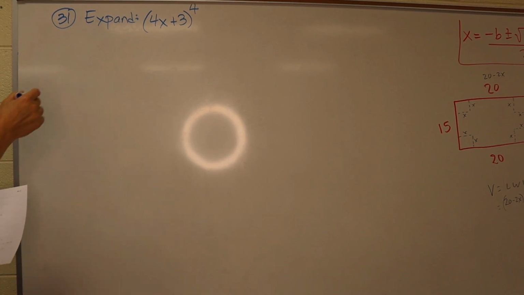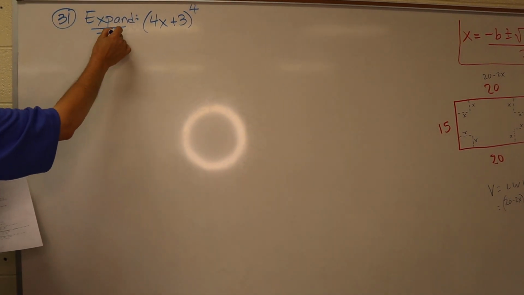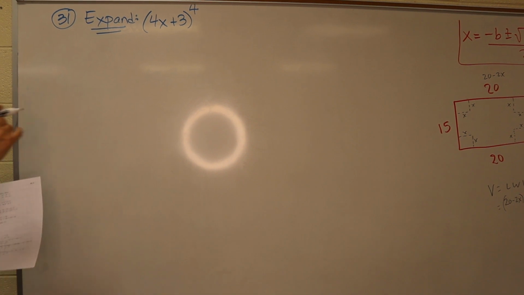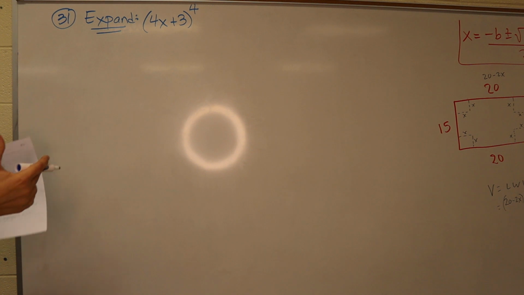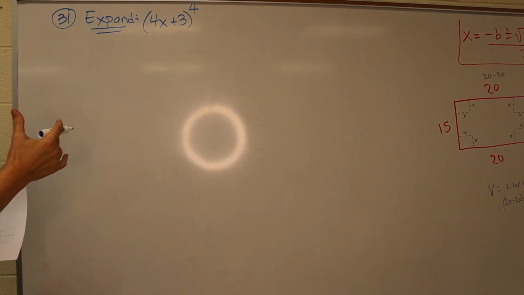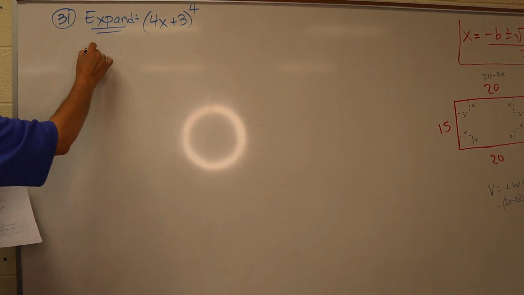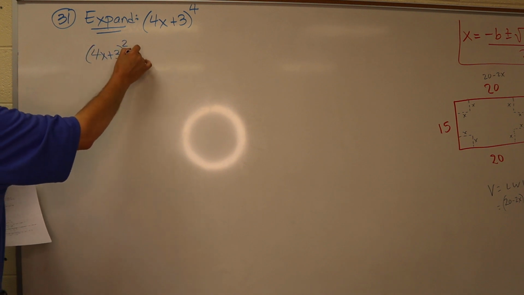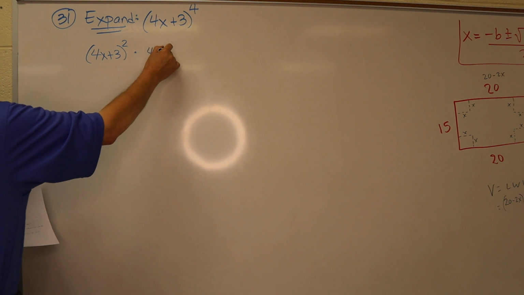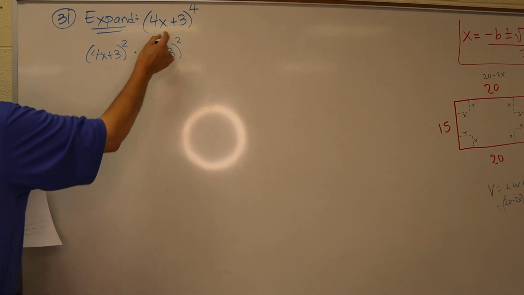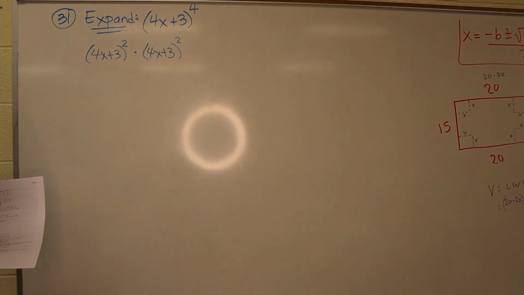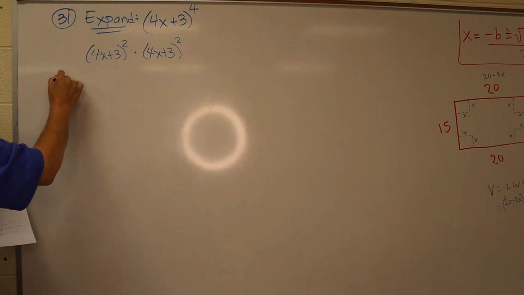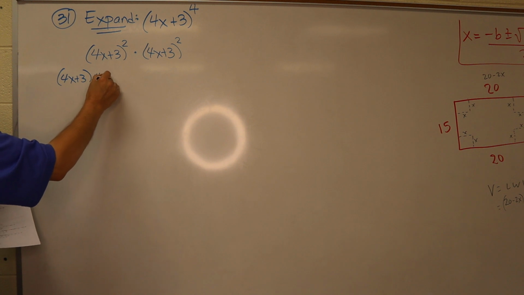Okay, this is another one of our review problems where we're asked to expand a binomial, 4x plus 3 raised to the 4th power. If it's to the 4th power, it could be multiplied out, or you could use Pascal's triangle. It might be easier to take 4x plus 3 squared and multiply that answer with 4x plus 3 squared. So we're going to square 4x plus 3, and we're going to have 4x plus 3 times 4x plus 3.